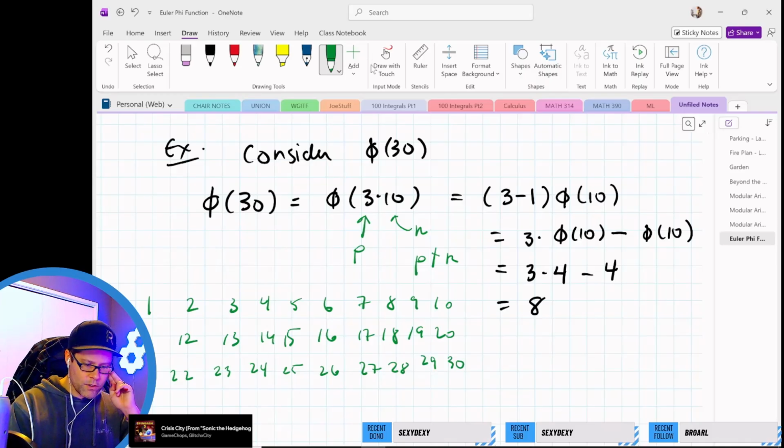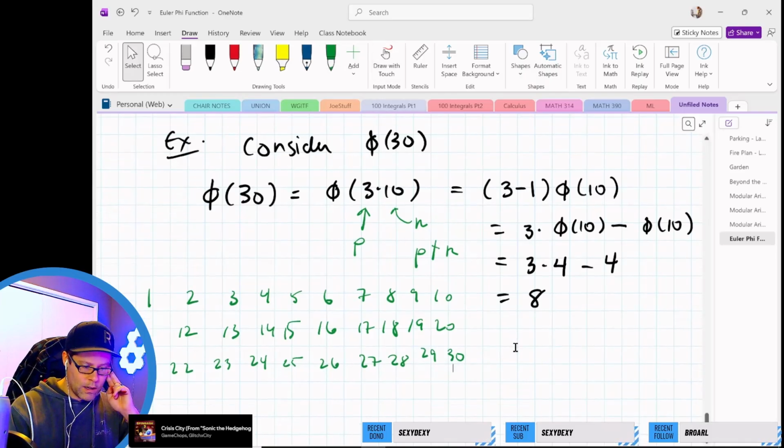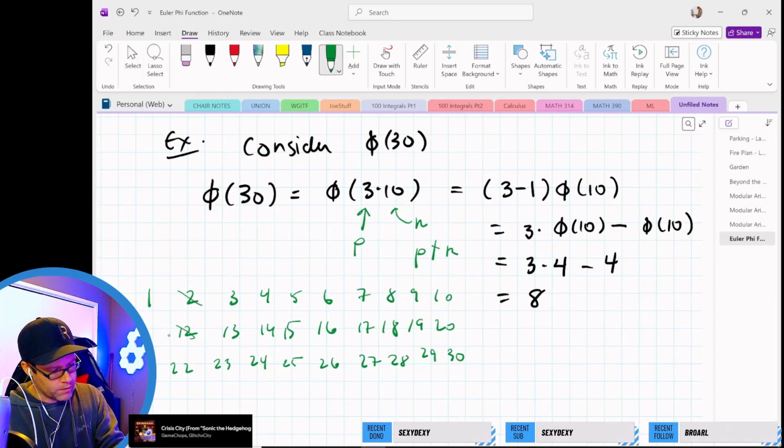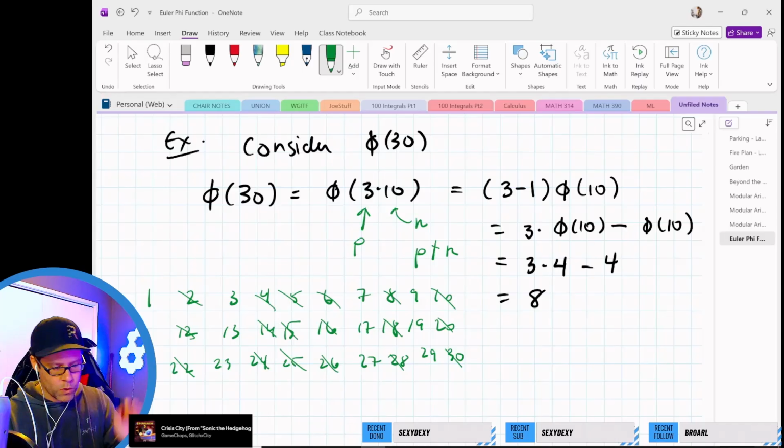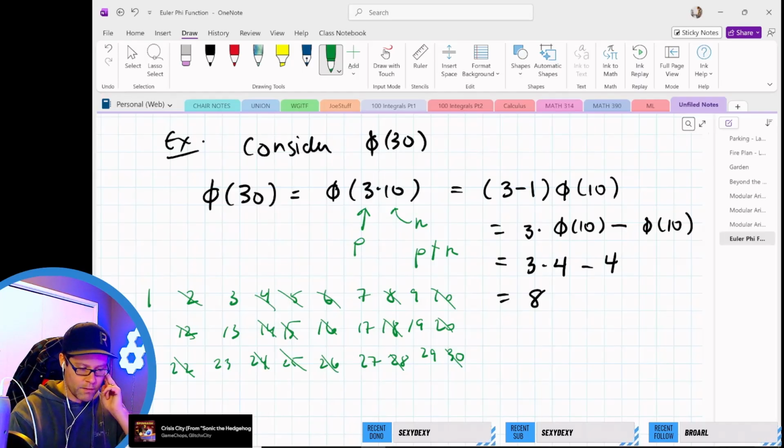Okay, and then let's start doing our cancellation of values that we know are not going to be co-prime. So let's start with 10. We want to look for numbers that are even or have a multiple of 5. So we're going to get rid of all of our even values, and any values that are multiples of 5. So 5, 15, 25, 10, 20, and 30 have already been taken care of.